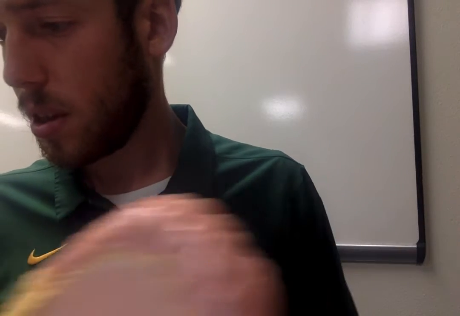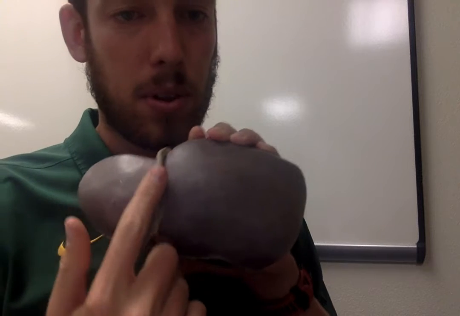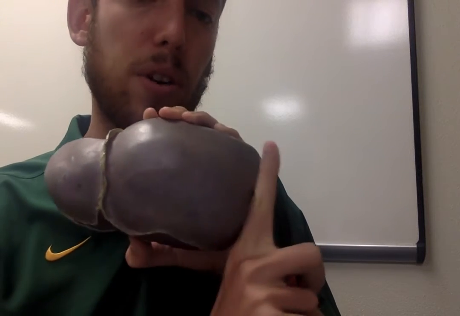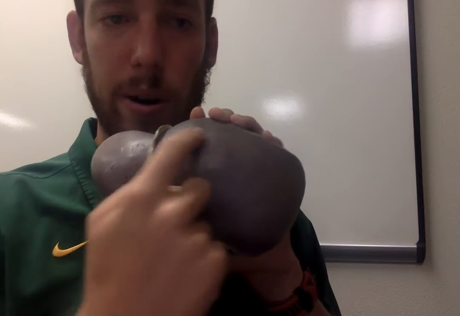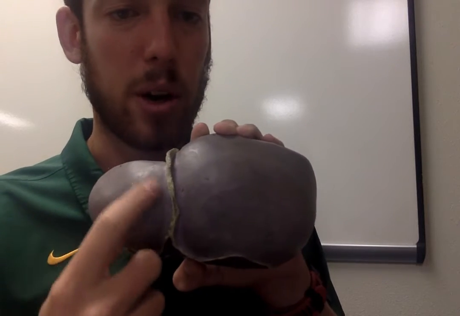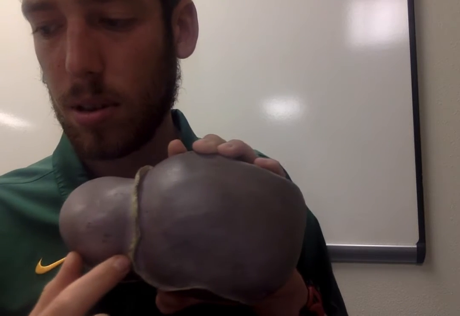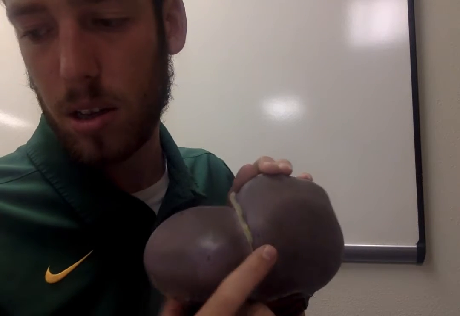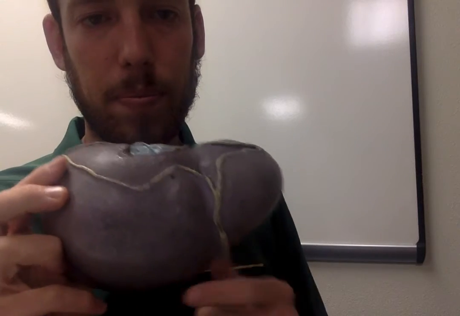All right. Next up is the liver. This is the liver. From this line over, that is the right lobe. Pretty large lobe. The smaller one here is the left lobe. So, left lobe, right lobe.